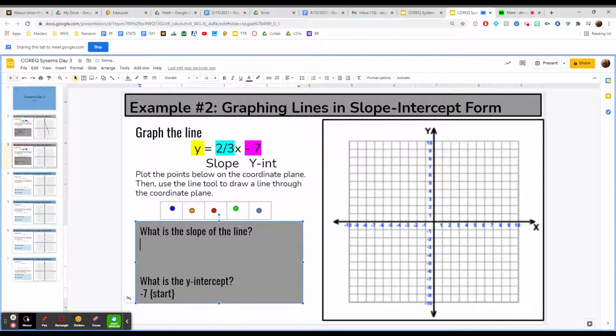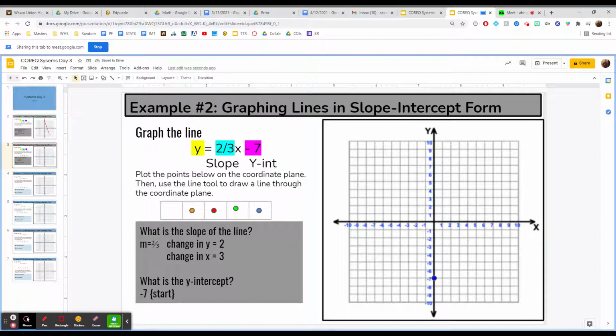Now the slope is 2 over 3. So m is equal to 2 over 3. And my change in y is equal to 2, and the change in x is equal to 3. Okay. So again, I start, my first point is going to go through y equals -7, and -7 is down here.